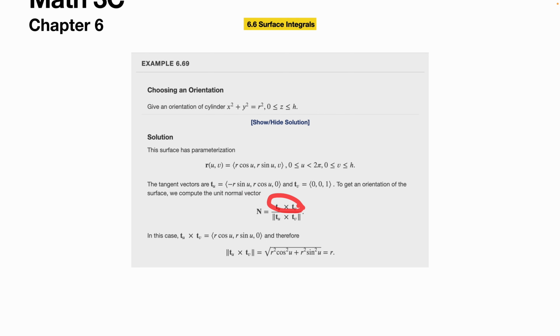Take the cross product and then normalize. And they're choosing a particular order to take the cross product in. That is choosing an orientation for the surface. When they compute that out, they just get that it's little r. And this is their orientation.